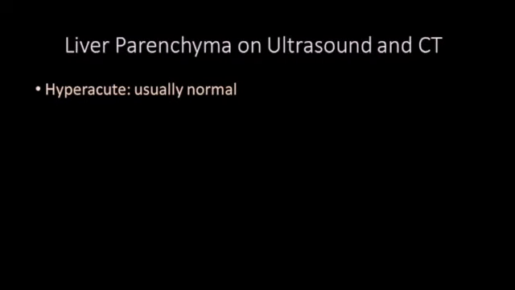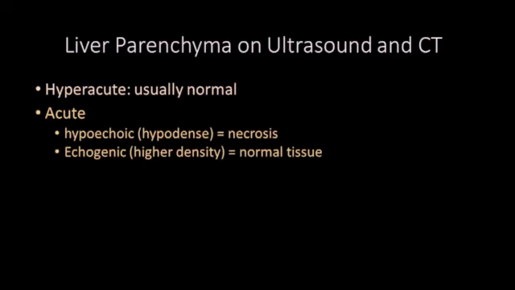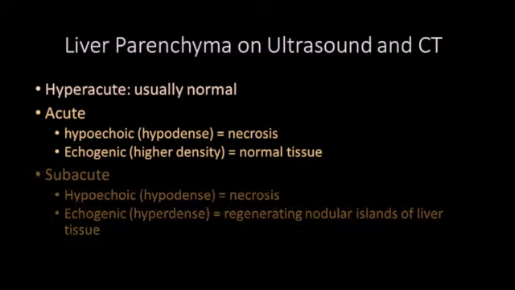In the hyperacute stage, the liver may be essentially normal on ultrasound and CT. In patients who present in the acute phase slightly later, the liver may begin to look somewhat abnormal. There could be areas that are relatively hypoechoic on ultrasound and hypodense on CT. These are felt to be the areas of necrosis. The echogenic areas, which stand out a bit and are higher density on CT, are probably the normal liver tissue.